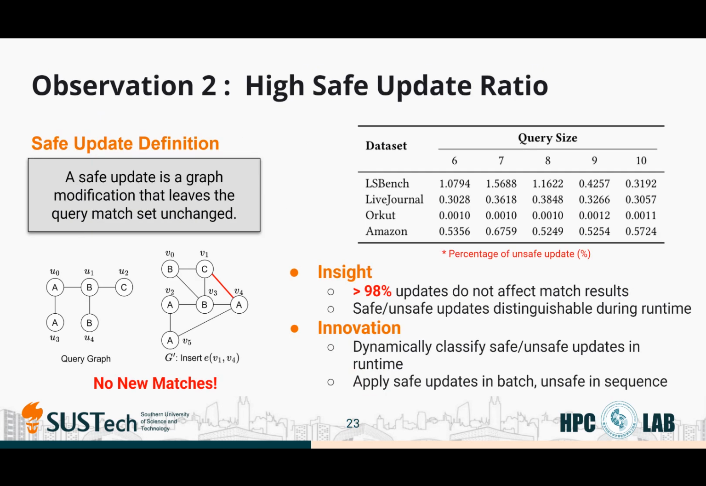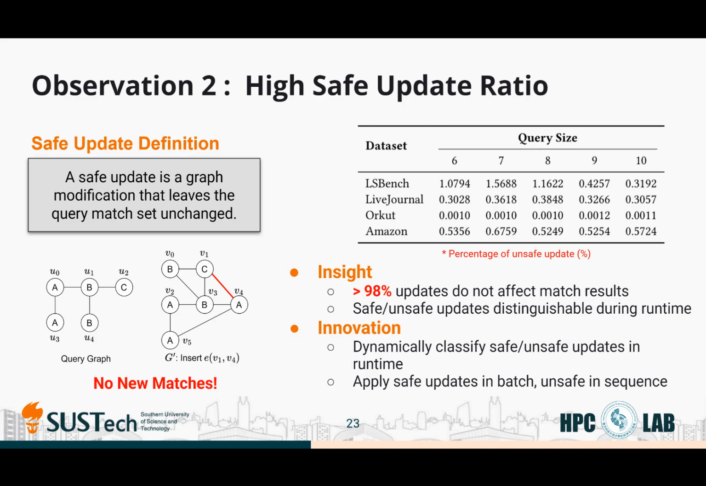The second observation is that we find that the safe update ratio inside the streaming CSM algorithms is very high. So what is a safe update? Take the example on the left. If we try to insert edge V1, V4 in the data graph, this edge has two vertices, C and A, but we only have AA, AB, BB, BC edges in the query graph. That is 4 edges, and none of them matches this newly inserted edge. So this insertion will not cause new matches. So this is a safe update.